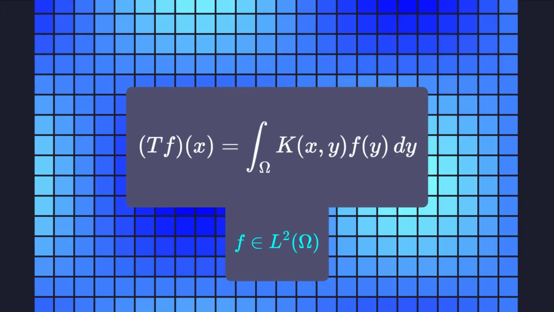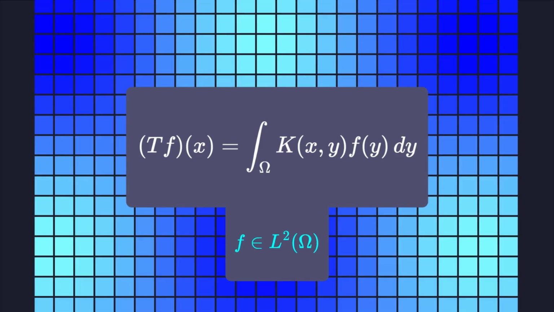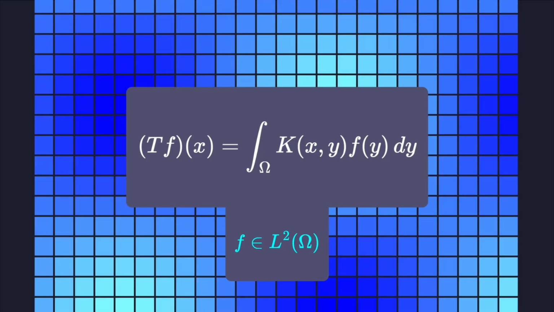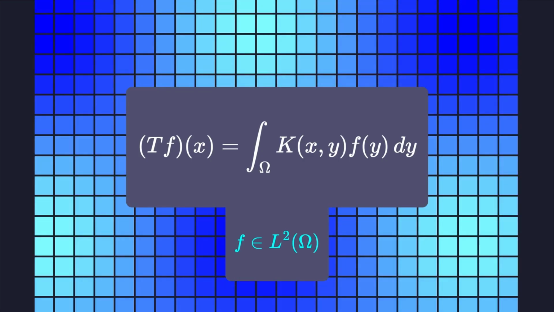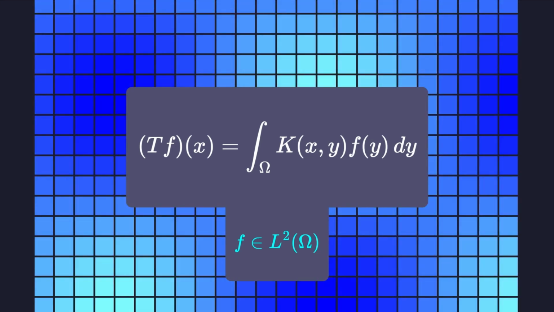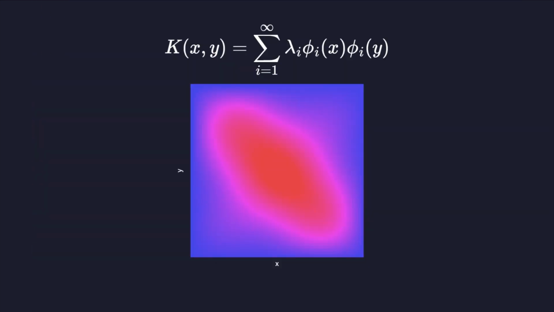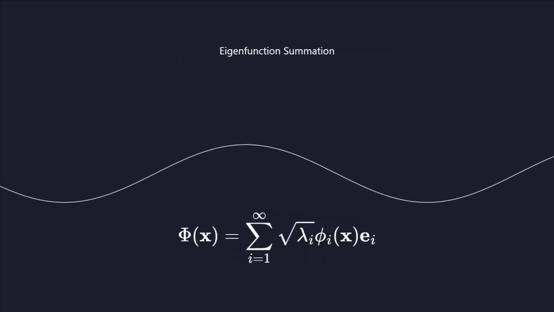In functional analysis, a kernel induces a linear integral operator on the space of square integrable functions. This operator maps a function to another function by integrating it against the kernel over the entire input domain. Mercer's theorem provides a spectral decomposition of the kernel into an infinite series of eigenvalues and orthonormal eigenfunctions. This series converges absolutely and uniformly over the compact domain of the input space.